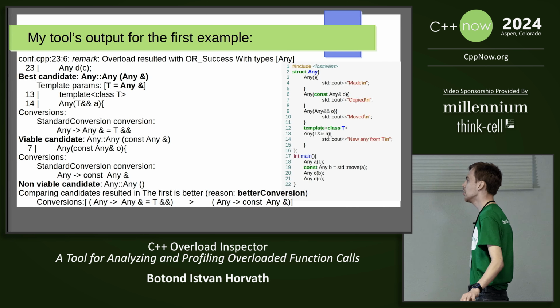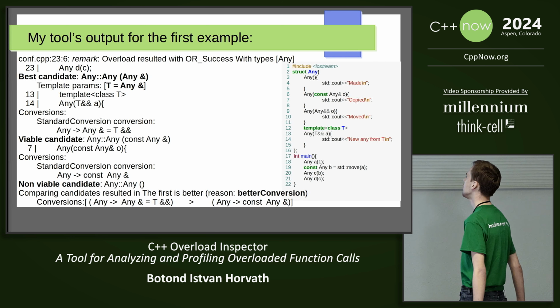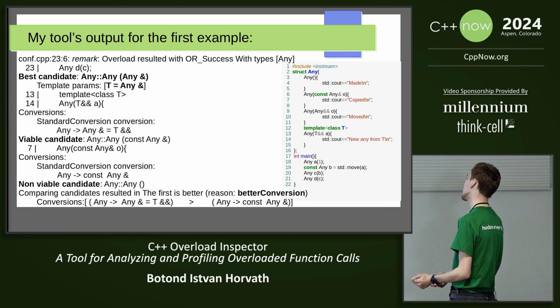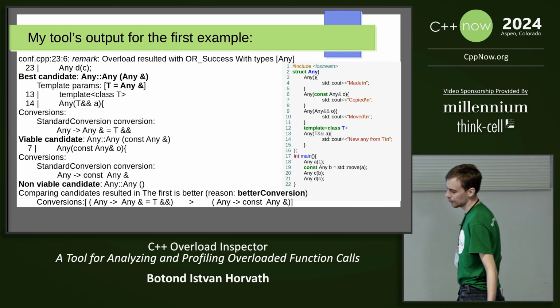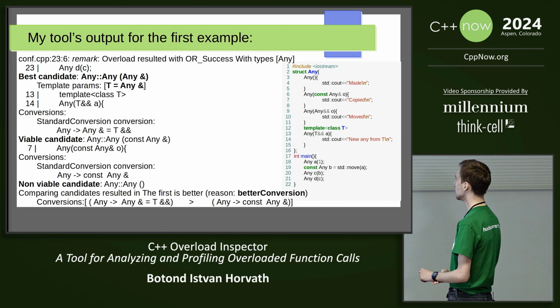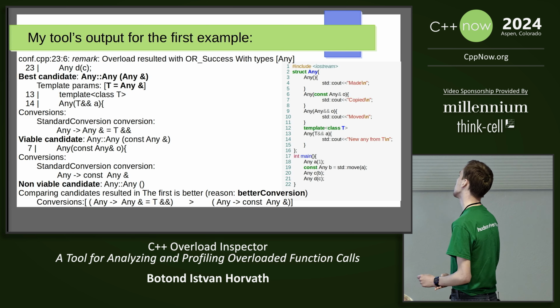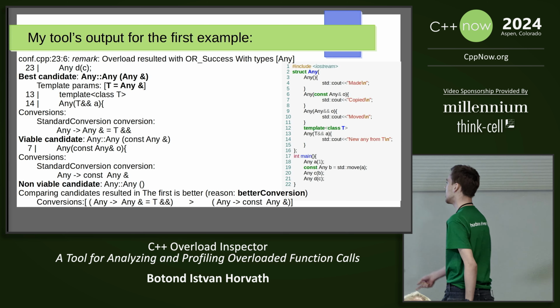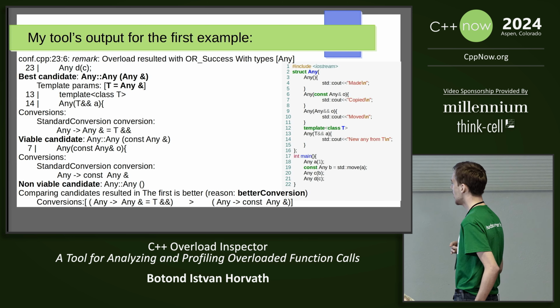So let's see what it does on a more complicated example. Here I run my tool on the code I first showed you. Especially I ran it so only the last one, where the overload was not what we expected, I ran on that overload. So it says that we have the best candidate with the templated constructor, and it explains that the other one, the copy constructor, was viable too, but we had a better conversion because the any to any is better than the any to const any.